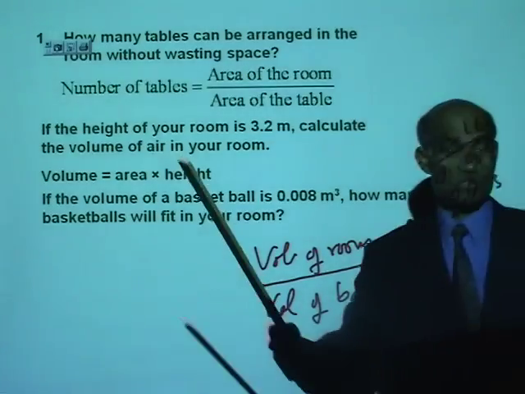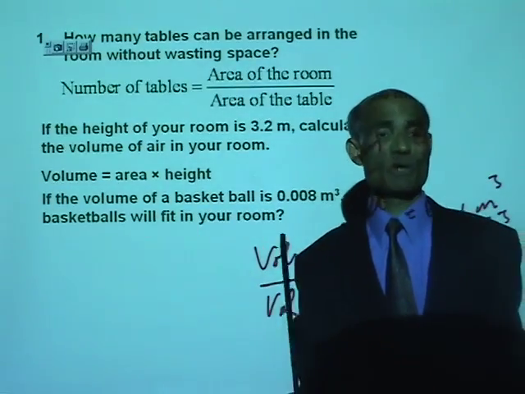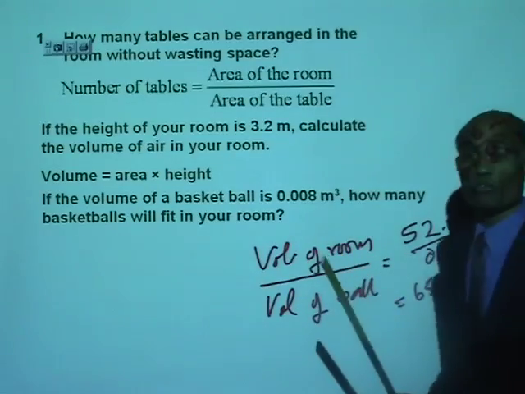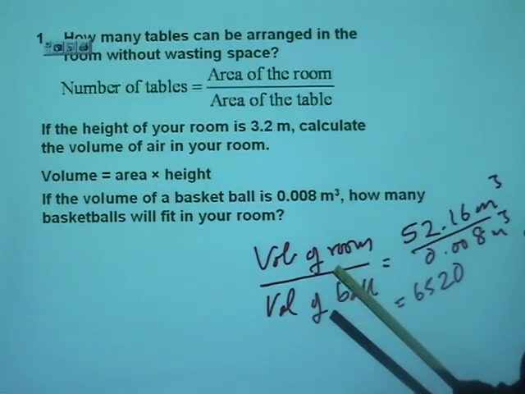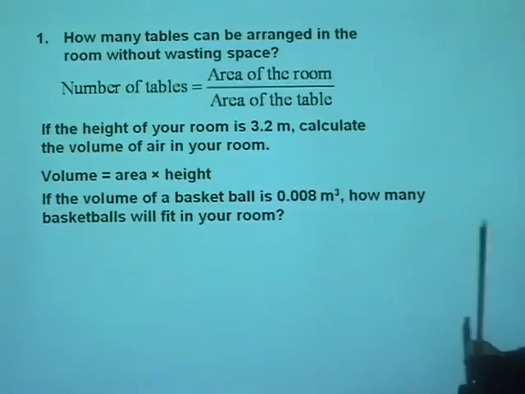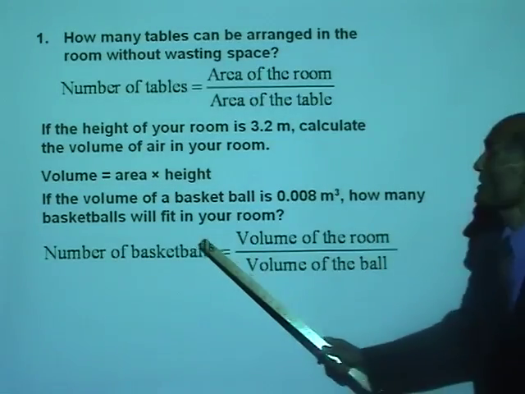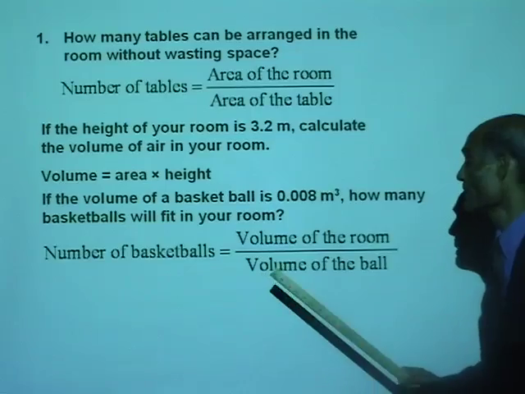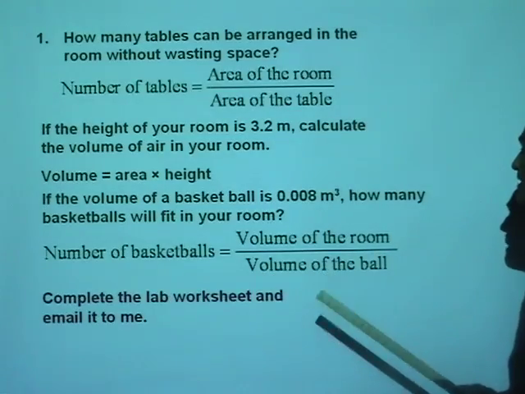Now remember, this is a fairly large room. In your case, it may be different. So I can now fit in 6,520 basketballs in this room. So the number of basketballs will be the volume of your room divided by the volume of the ball.